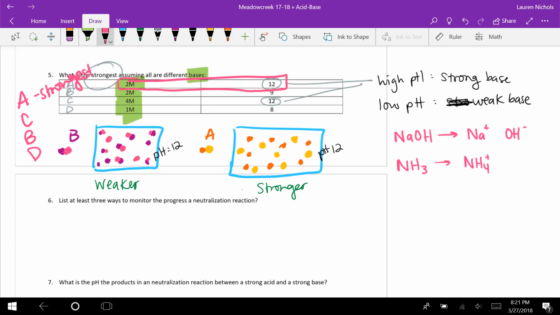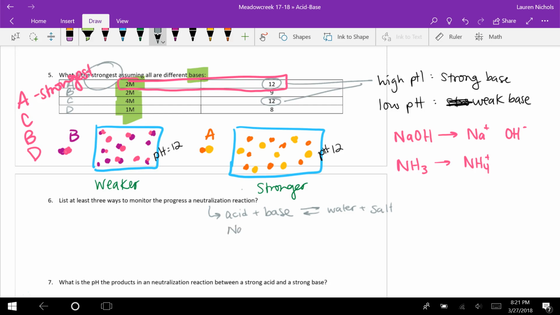So 3 ways to monitor the progress of a neutralization reaction. Remember, a neutralization reaction is when you have an acid and you add it to a base. Okay, and what happens is it produces water and a salt. And salts are ionic compounds, so it really could produce anything.